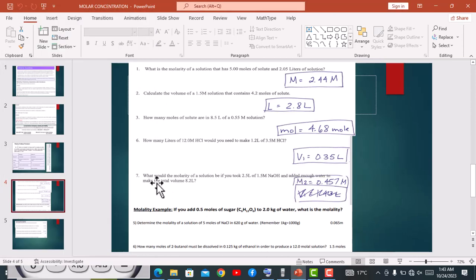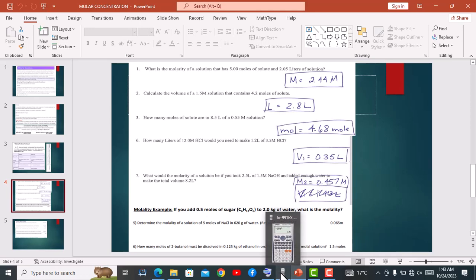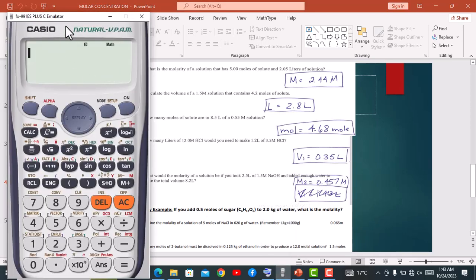Okay, what would the molarity of a solution be if you took 2.5 liters of 1.5 sodium hydroxide and added enough water to make the total volume of 8.2? Now here you also need to look at the data that you have. You took 2.5 liters of 1.5 sodium hydroxide and added water to make that. So we are pretty much going to do the very same thing as we did previously.